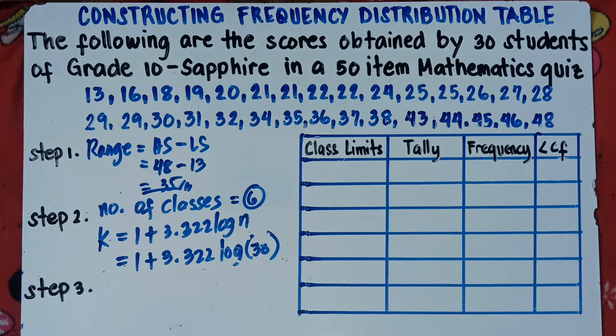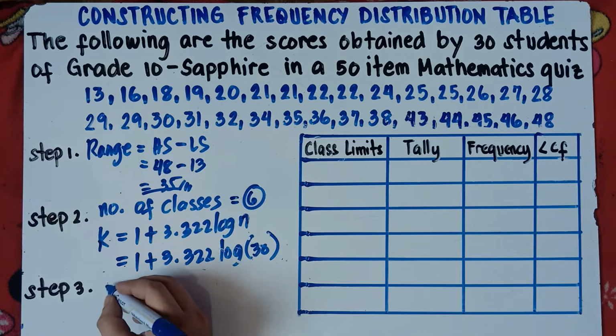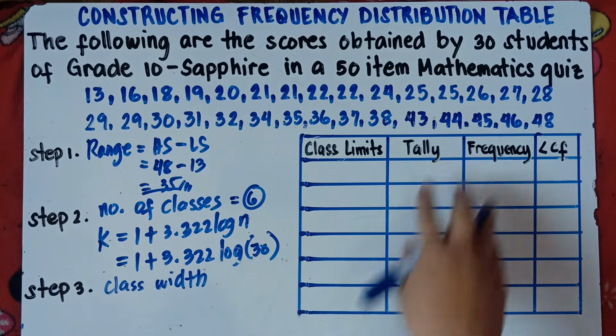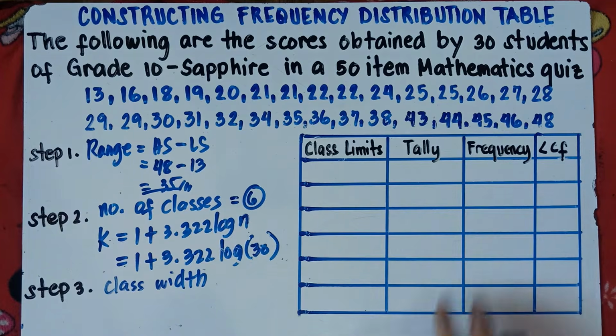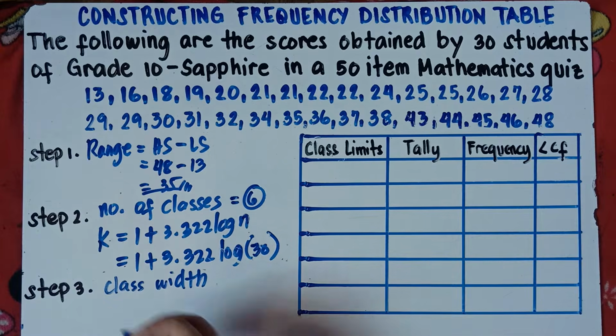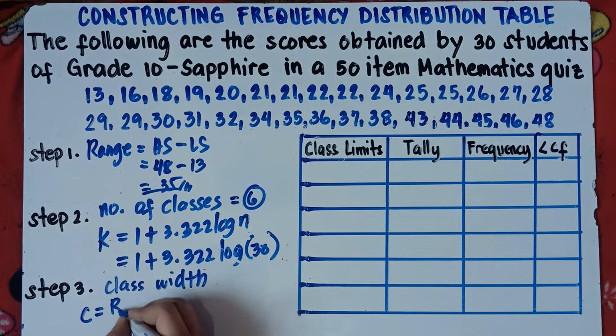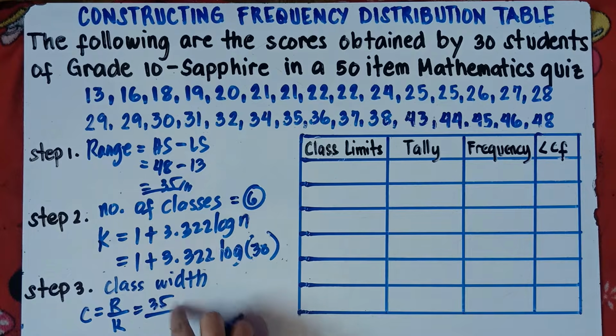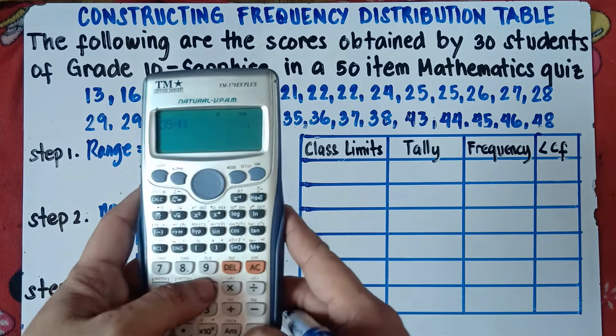Next step, class, is you need to find the class width. Once you get the class width, you can find the class limits, the tally, the frequency, the less than CF, and so on. To find the class width, the formula is C equals R divided by K, the range divided by the number of classes. Our R is 35 and our K is 6. So 35 divided by 6. Let's use the calculator.